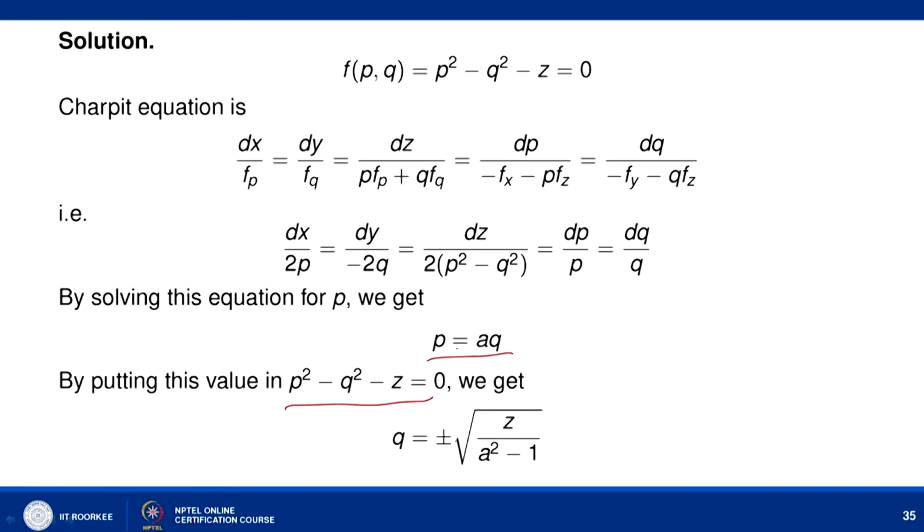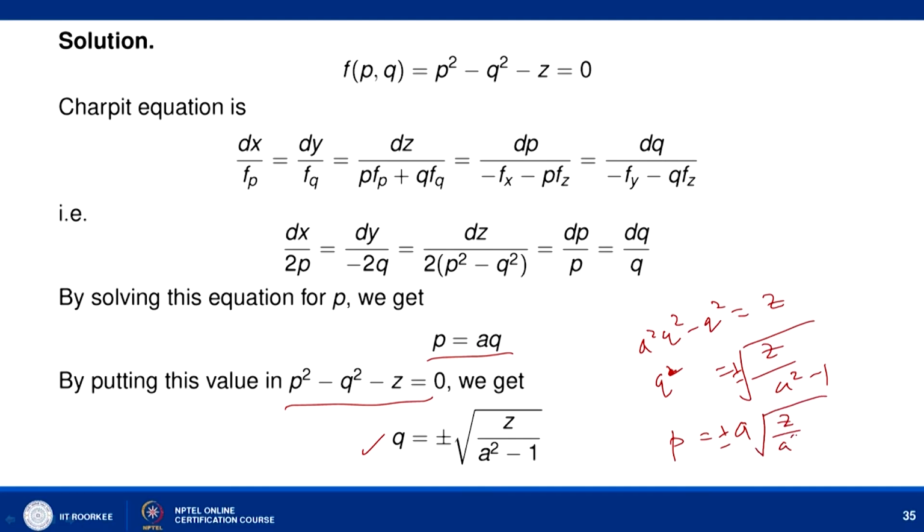When you put p equal to aq, you can get q squared minus q squared equal to z. So q squared is basically z upon a squared minus 1. So you can write it under root of this, plus minus. So q is basically plus minus under root z upon a squared minus 1, and then p is also written as plus minus a under root z upon a squared minus 1.